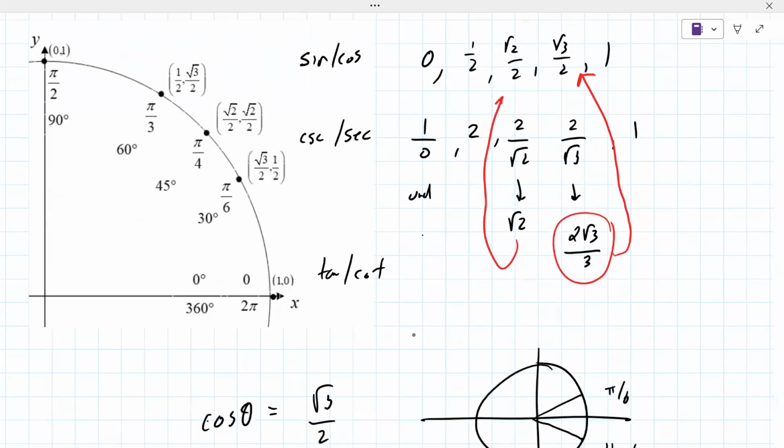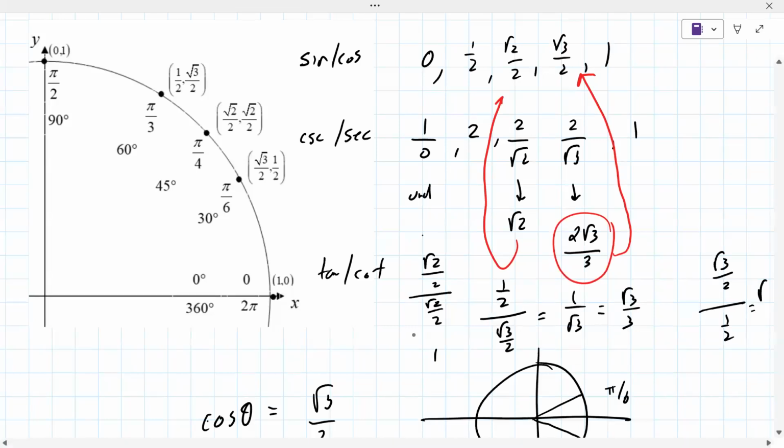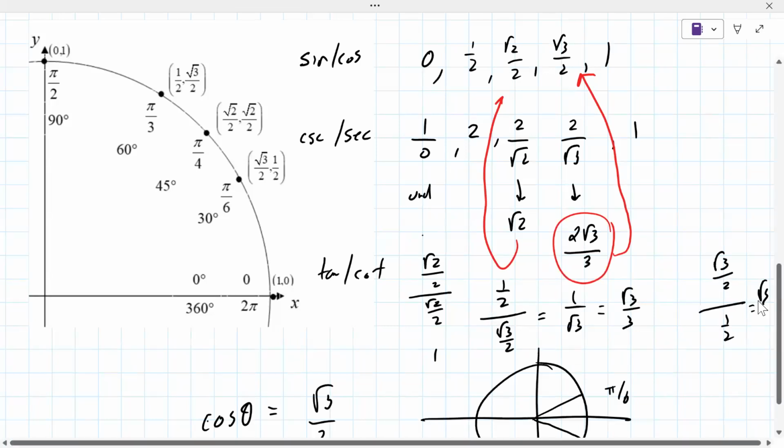So like tangent and cotangent, you can get √2/2 over √2/2, which is really 1. That's a repeat. Or you can get 1/2 over √3/2, which is 1 over √3, which becomes √3/3. Or you can get the other one, which is √3/2 over 1/2, which is √3. So, like I said, there's only so many of these values that you can get. This is new, this is new, that's a repeat. There's only 11 possible answers you can ever get with sine, cosine, secant, cosecant, tangent, cotangent.